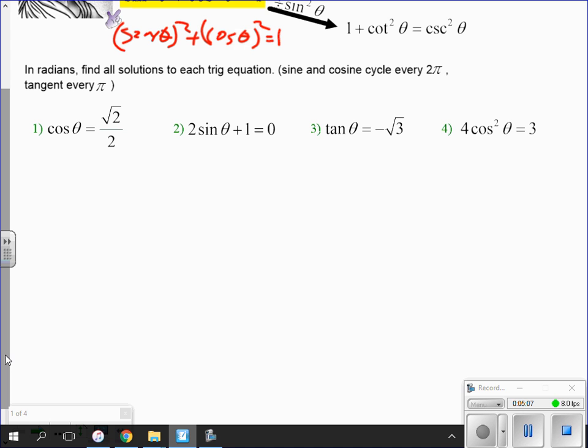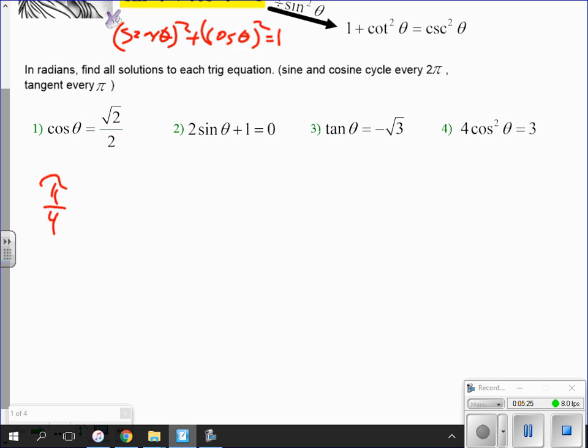Okay, so in your unit circle, how many angles just between 0 and 2 pi do I take the cosine of and get root 2 over 2? There's 2 of them. What are they?